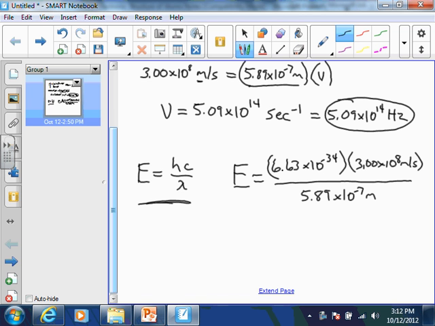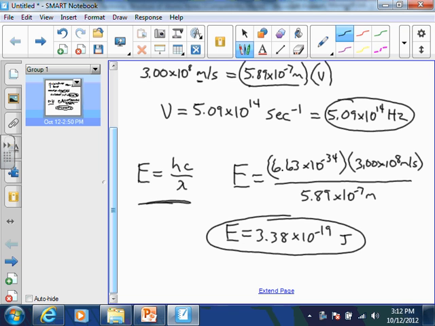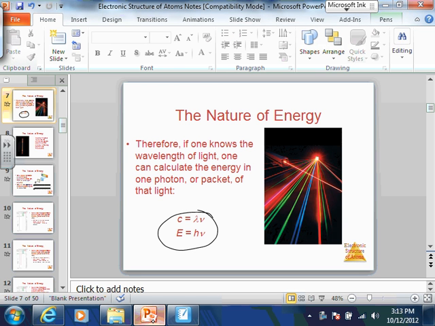So once we calculate all that, we should get an energy of about 3.38 times 10 to the negative 19th joules. That is a very small number, but we're talking about one photon of light, so it makes sense that it's small. All right, moving on here.